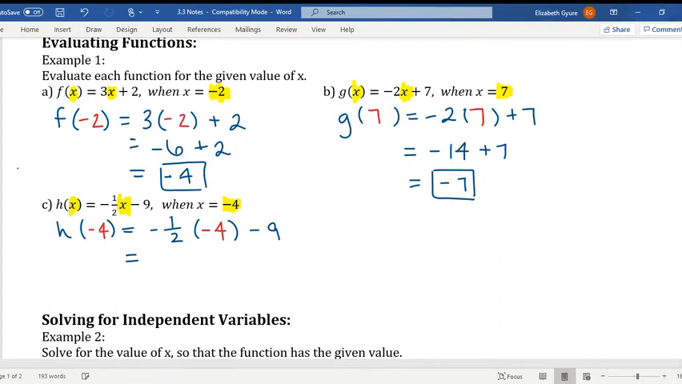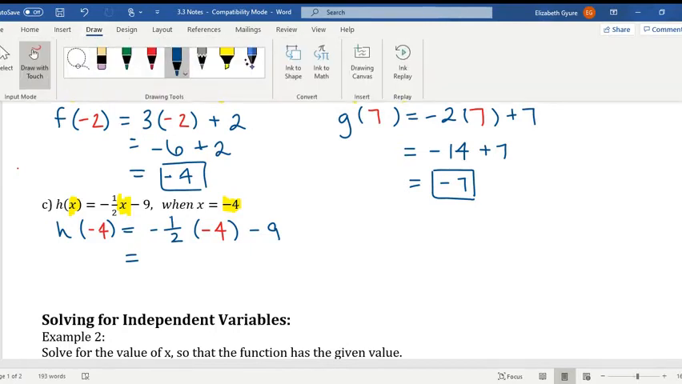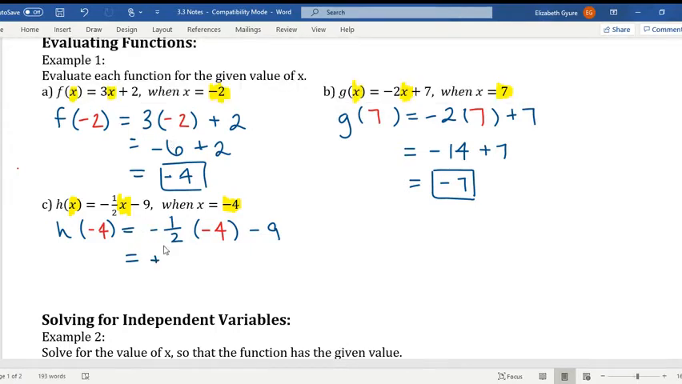Now don't panic about the fraction. -1/2 is the same as -0.5. You can change it to that if you want. But remember, a negative times a negative will give you a positive. And once you get rid of the signs, it's not that hard to look at. 1/2 times 4 means the same thing as half of 4. And half of 4 would be 2. So +2 minus 9. 2 minus 9 is going to give you -7. Okay, so that's what you have to do for that part.